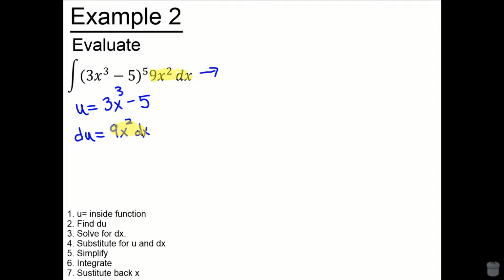So this is going to become the integral of u to the 5th power. This 9x squared dx is the same thing as du, so we're going to have du right here. This is already as simplified as we can make it. Now we are going to integrate. So we have u to the power of 6 over 6 plus our constant.